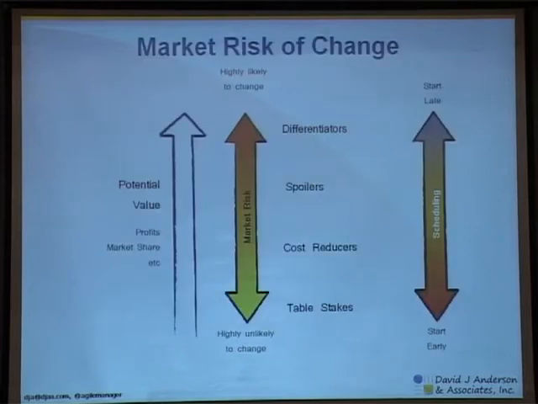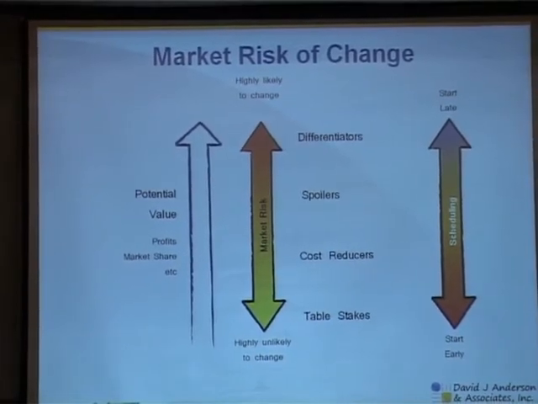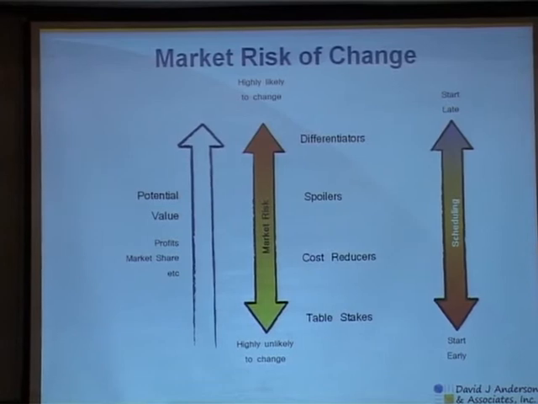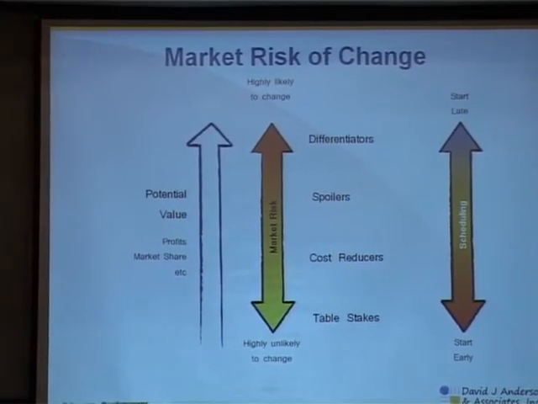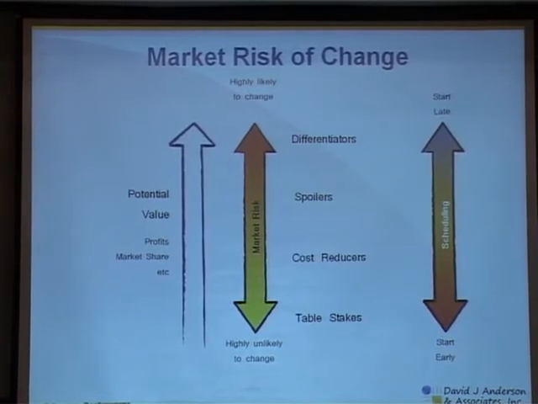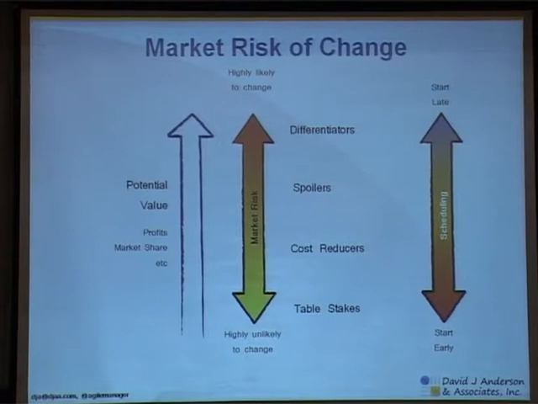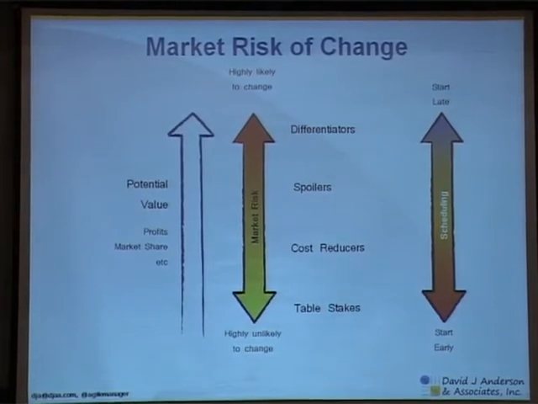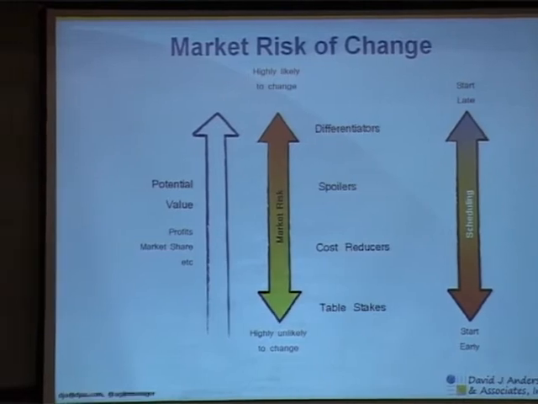This next one I call market risk of change. This is how likely is the requirement to change between now and when we deploy it to production. And I've got 4 categories: table stakes, cost reducer, spoiler, differentiator. Table stakes are features that if you do not have in your product, nobody will buy it. You know, it's like a car without wheels. The wheels are table stakes, right?